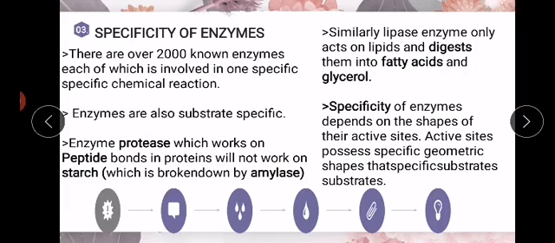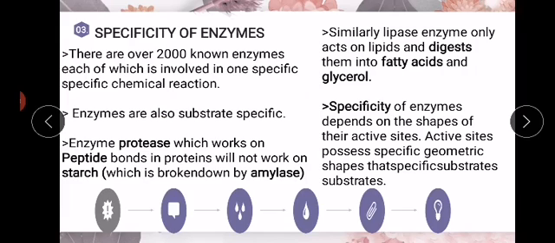The same is the situation for lipase. It is another example of enzymes. The lipase enzyme acts on lipids and digests them into fatty acids and glycerol. So lipase is not going to act on proteins or on starch, it is only going to act on lipids. The same goes for protease, it is not going to act on starch or lipids, it will only break down proteins. And the same is the situation for amylase as well. So we say that enzymes are very substrate specific.